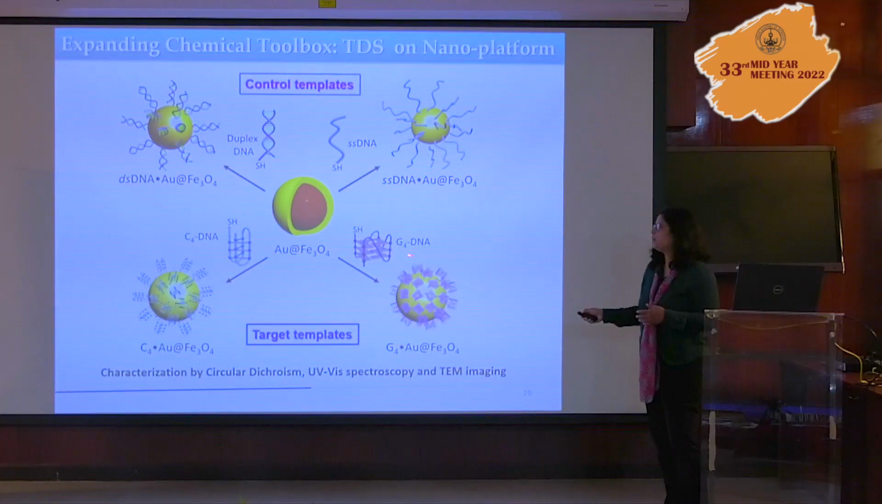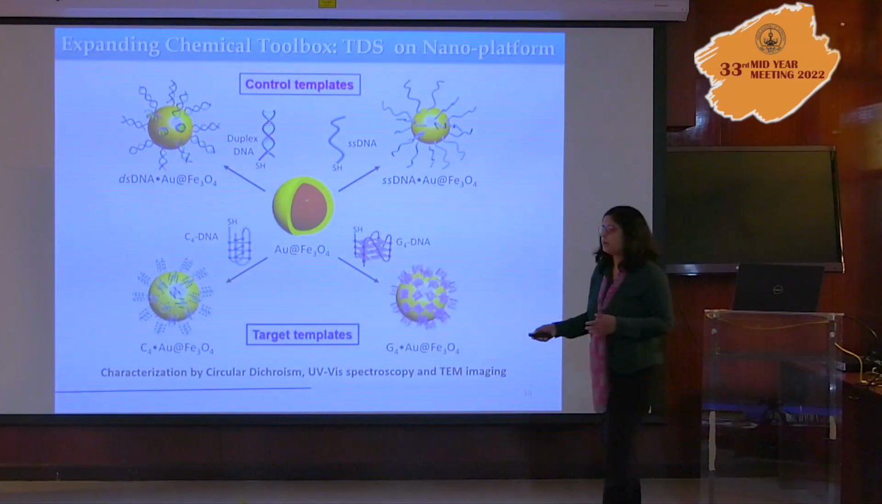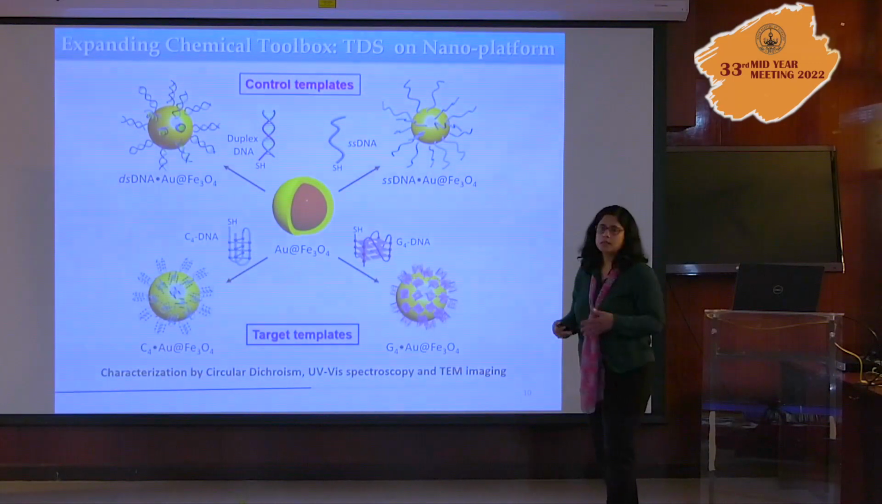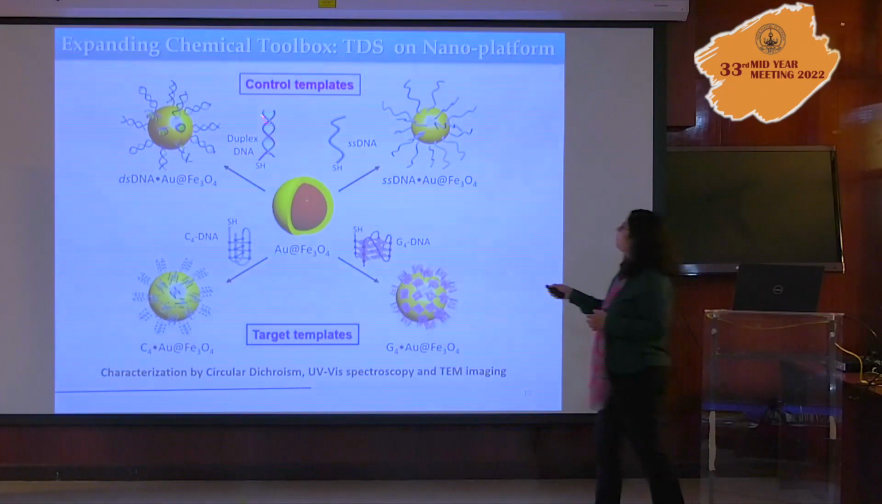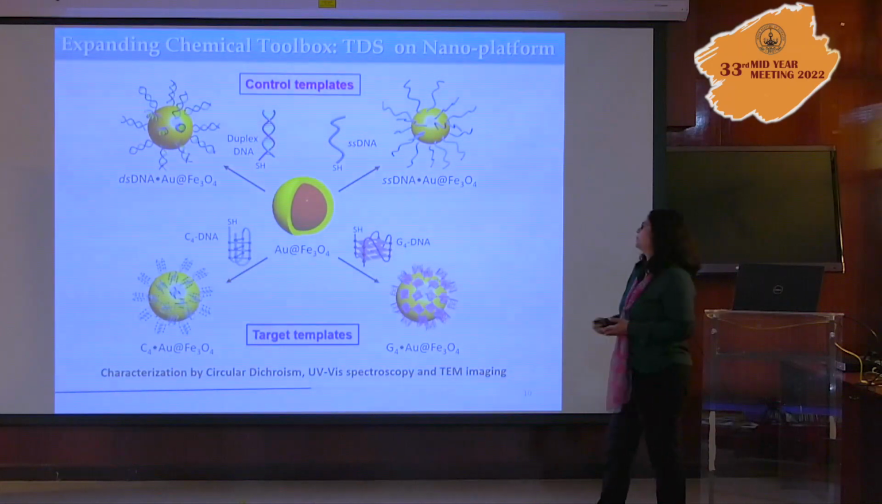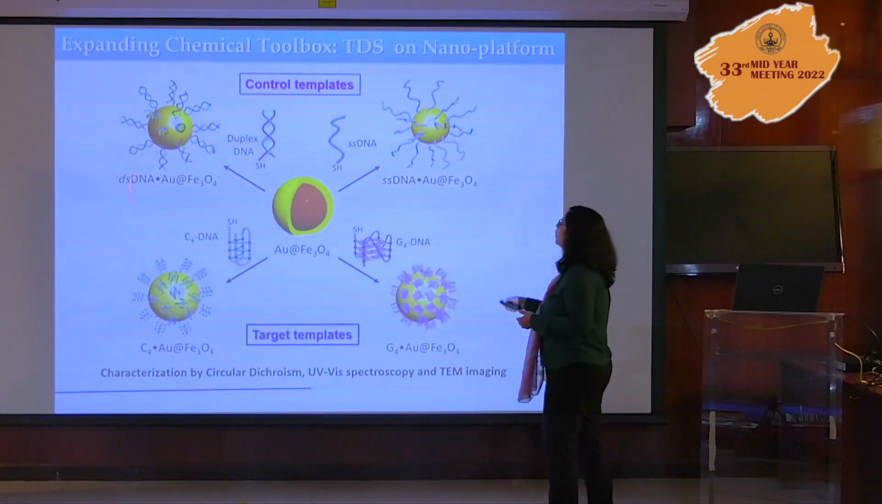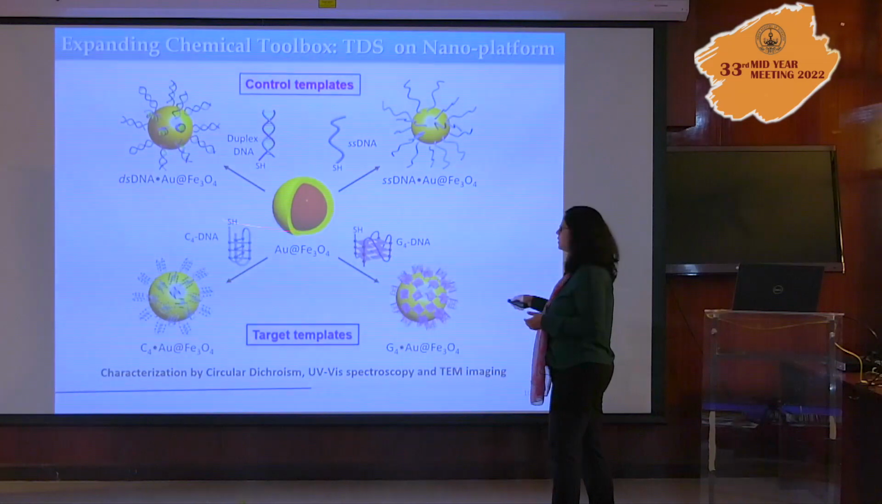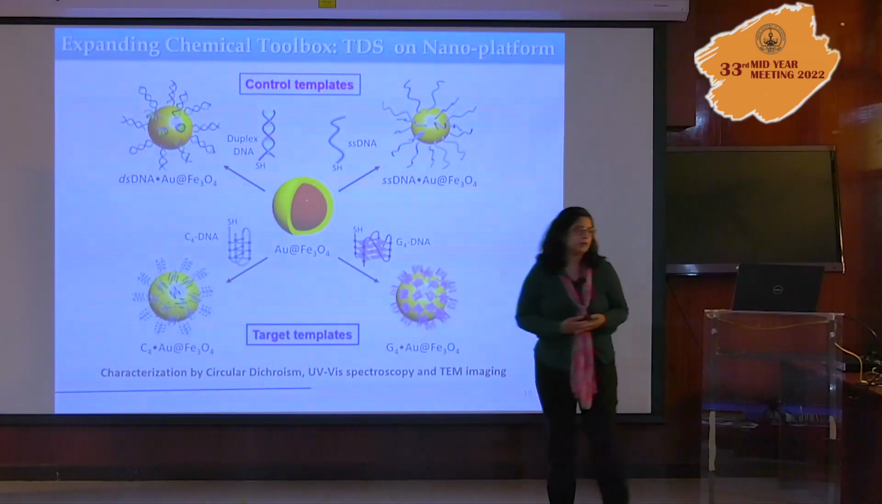In our approach we have taken two different quadruplexes and their corresponding i-motifs. These DNA sequences are present in the promoter regions of the c-MYC and BCL2 oncogenes that play a key role in cancer progression. We have also taken a double helical DNA and a single stranded DNA as the control templates. We have taken thiol containing DNA sequences and immobilized them on gold coated magnetic nanoparticles.